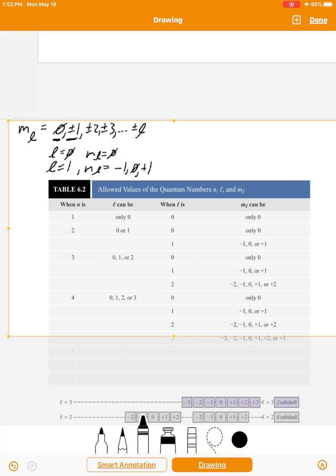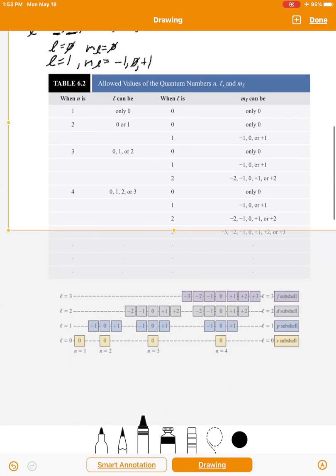Okay? So in other words, 0 is always a possibility, but you can increase the possibilities by increasing L. So in this table 6.2, it says that if n is 1, L has to be 0 because L has to be less than n, but no less than 0. So 0 is the only possibility. M sub L is limited by L. M sub L can only be as high as plus L and as low as minus L. Notice it can be negative, right? So m sub L, if L is 0, has got to be 0 also.